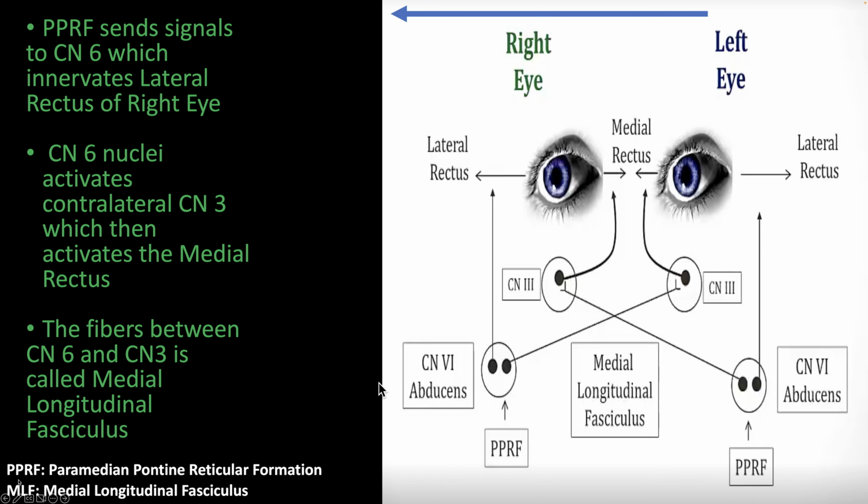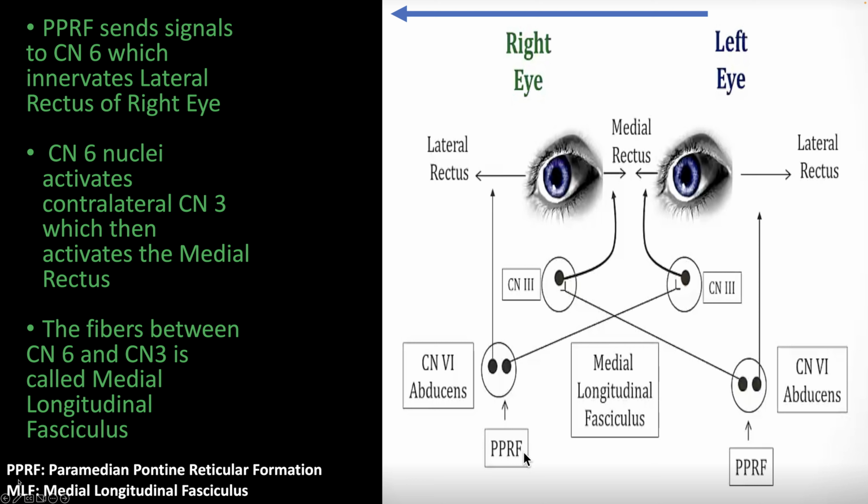Okay, just very quick. We talked about the PPRF, and I would feel I'm shortchanging people's education by not mentioning this. So the paramedian pontine reticular formation synapses onto cranial nerve 6, the abducens, which then touches the lateral rectus. The goal is to move the eyes to the right. The problem is you have to tell the other side what to do.